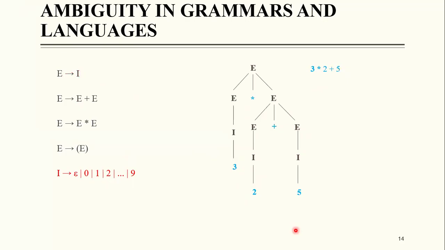But I am in a position where I want to prove that the given grammar is ambiguous. For that I need to construct one more parse tree, for another possibility, to derive the same input string.